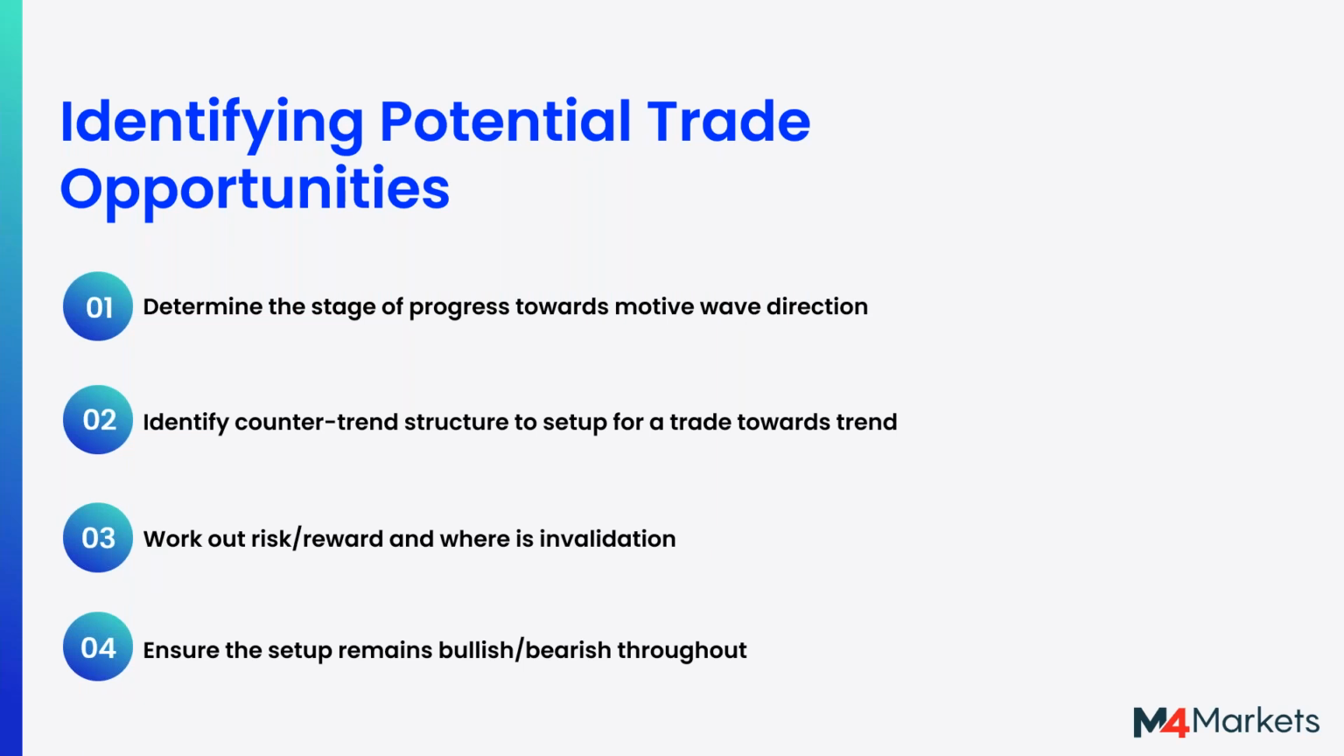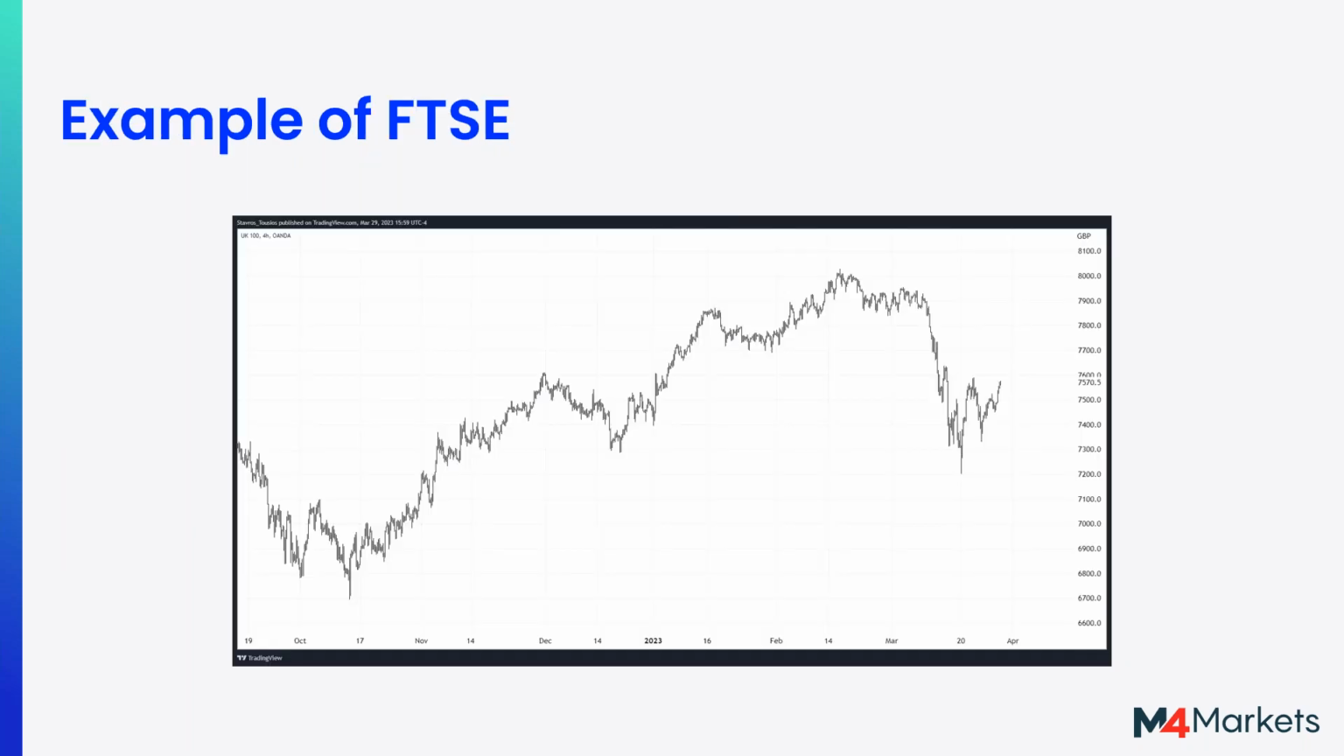So how to spot them? Number one, determine the stage of the progress towards motive wave direction. We need to know that. Identify the counter trend structure. This is how we get setups. Work out risk to reward. Where is the invalidation? And so the setup remains bullish or bearish throughout the trade, because we don't just get in and forget about it. It's not how that works.